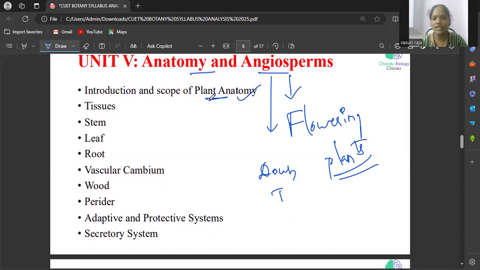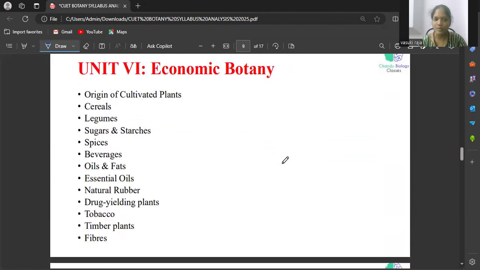And before that, when we study plant anatomy, definitely we have to study their structure as well as their function. Tissue, stem, leaf, root, vascular cambium, wood, adaptive and protective systems, secretory system. All these things will be discussed in detail under unit 5, anatomy of angiosperms.